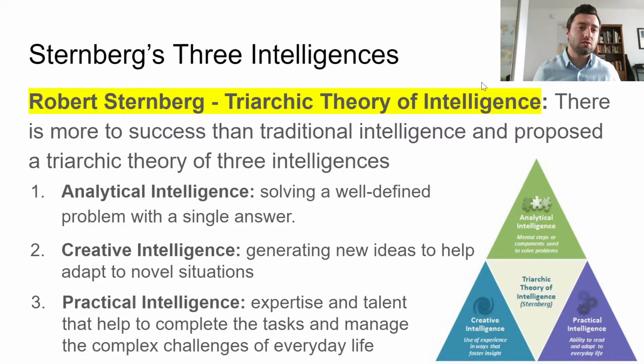That takes us to Robert Sternberg's triarchic theory of intelligence. Again, that means there are 3 pieces to it. There is more to success, according to him, than traditional intelligence, and he proposed this triarchic theory of 3 different intelligences. So there are 3 parts to it here, and you can kind of see the triangle, the pyramid in the corner there.